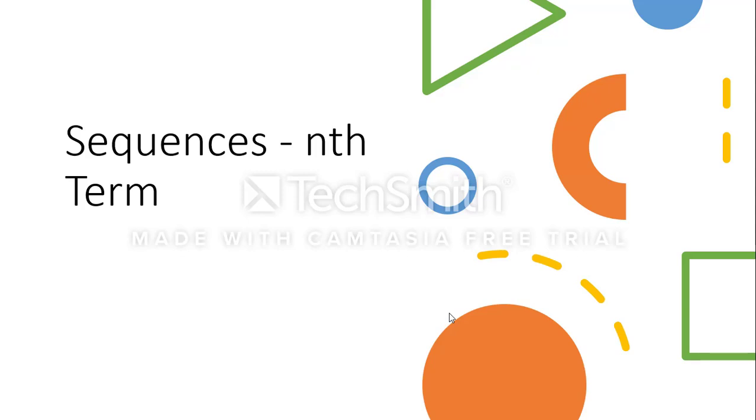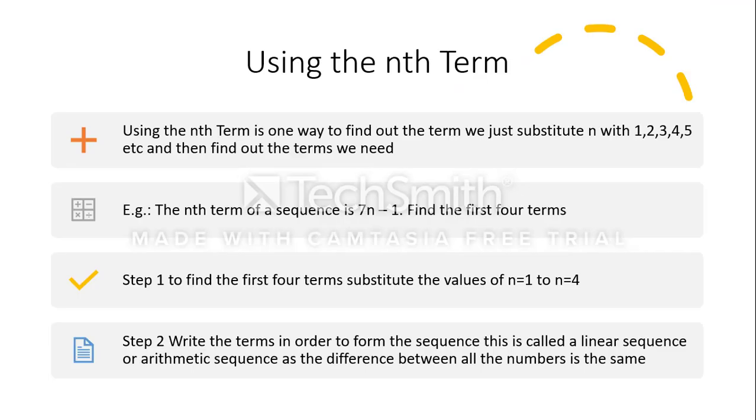Today we'll be looking at sequences, nth term. Using the nth term is one way to find out a term. We just substitute n with 1, 2, 3, 4, 5, etc. or any other numbers. And then we find out the terms we need.